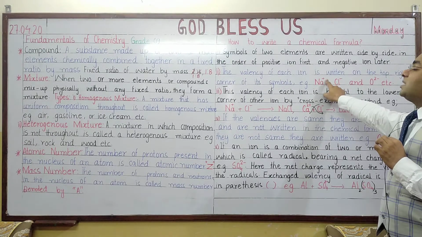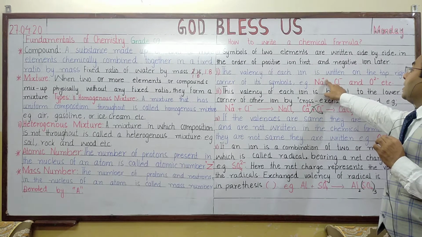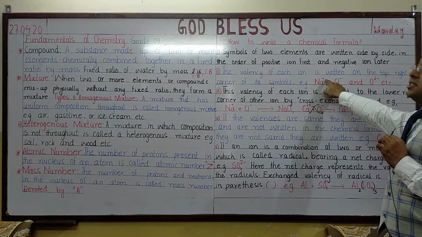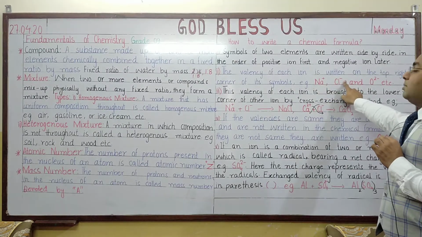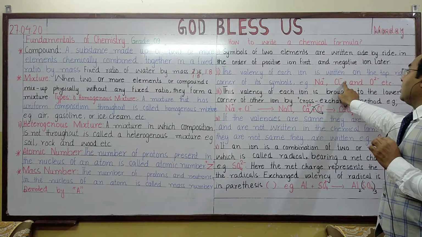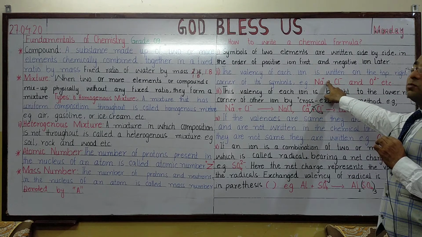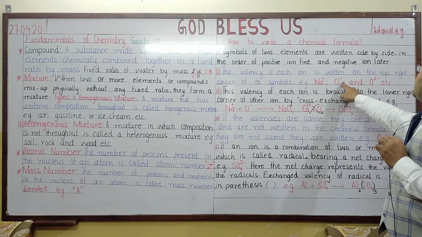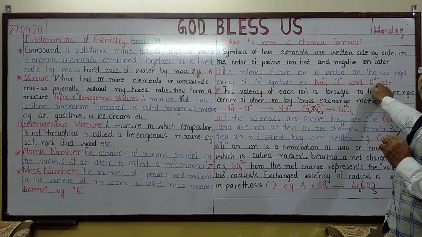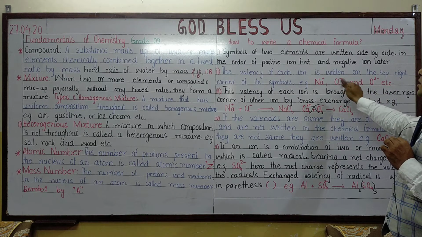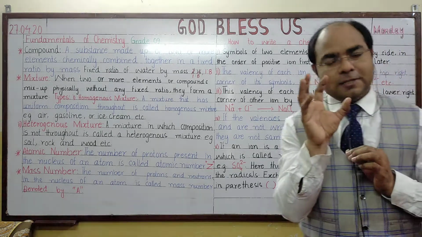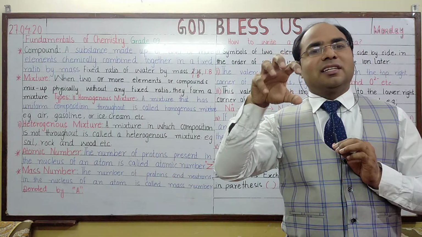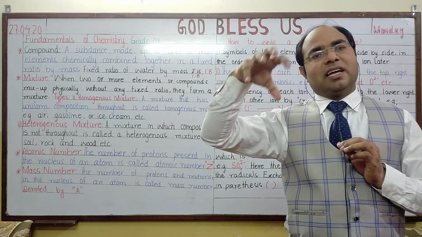Now this is right. Right corner. Can you see? The symbol is written at the right corner. This symbol is written at the right corner as well. This is valency. The valency is written at the top right corner. You see here oxygen. Valency is written at the top right corner. So that means the first point is the symbols are written side by side, positive ion first, negative ion later.